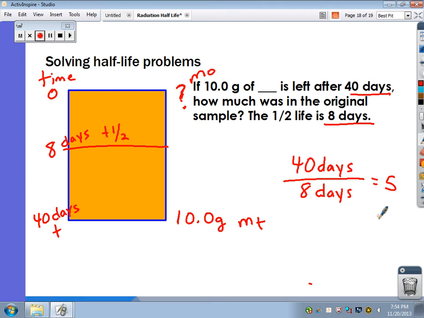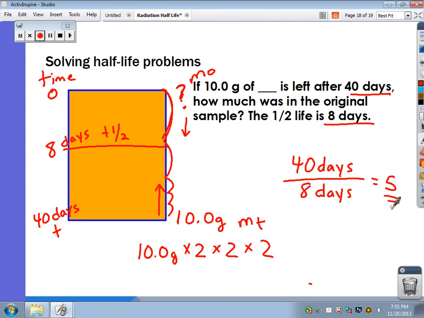So that means that 10 grams is left after this original sample cut in half 1, 2, 3, 4, 5 times. So if it's divided in half going in this direction, if you go back this way, you have to double it. So I'm going to take 10 grams times 2 times 2 times 2. When do I stop? At 5 times 2. So what would that be? 10 times 2 is 20 grams, times 2 is 40 grams, times 2 is 80 grams, times 2 is 160 grams, times 2 is 320 grams.